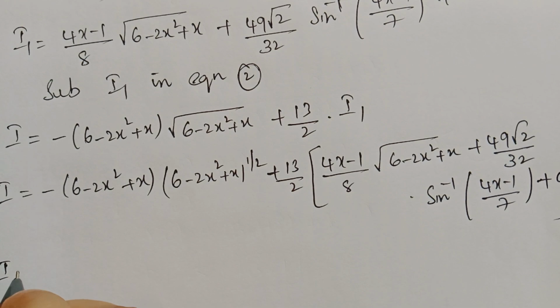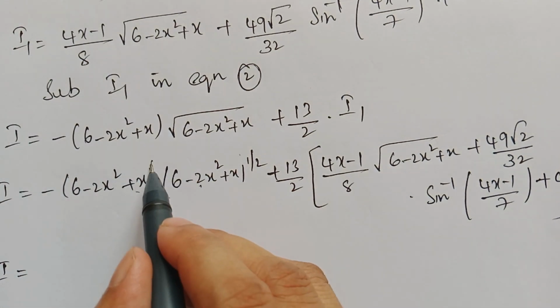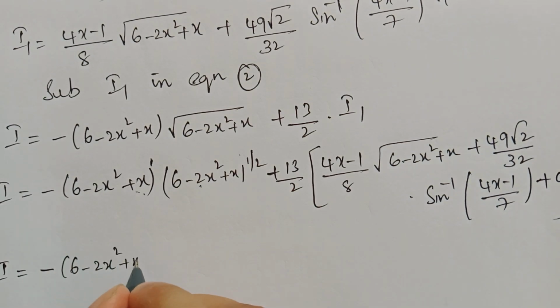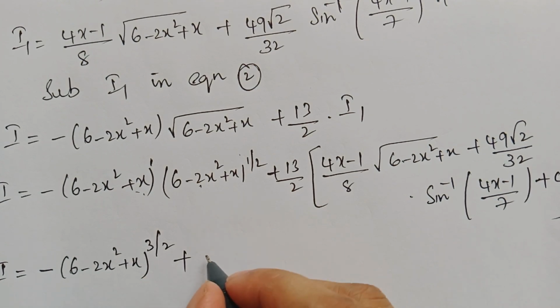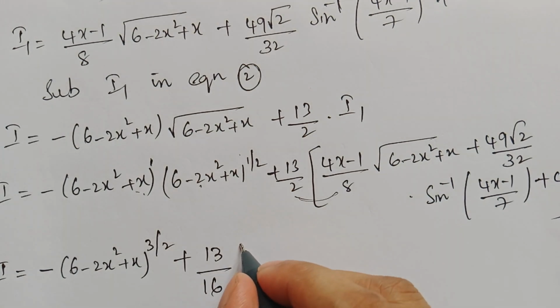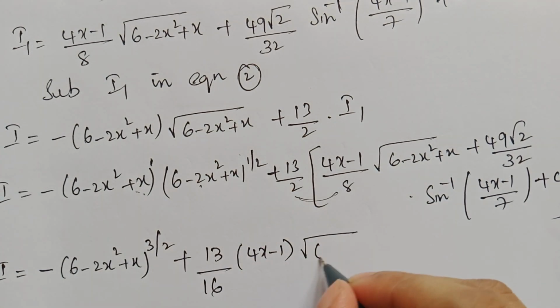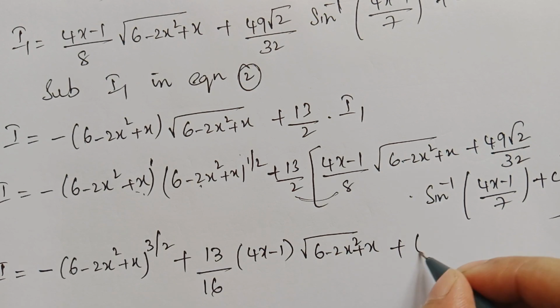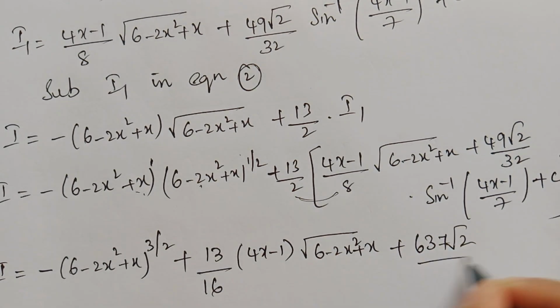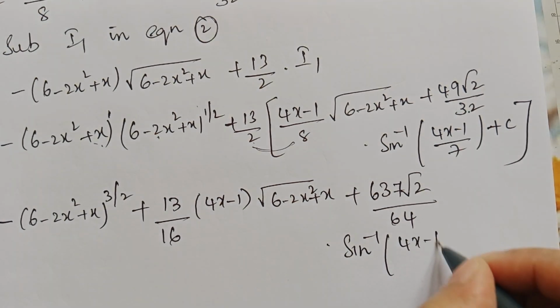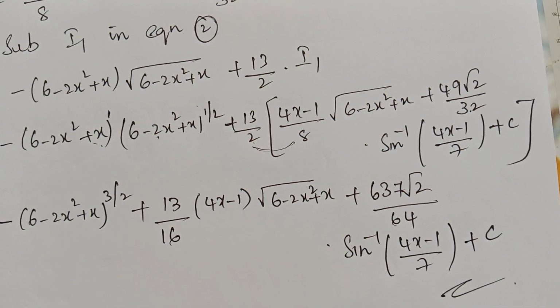So this is equal to I. Here the bases are equal, so the powers should be added. The power is 1 plus 1 by 2, which is 3 by 2. So the negative of (6 minus 2x square plus x) whole power 3 by 2, plus 13 by 8 into 2 is 16, into (4x minus 1) into root of 6 minus 2x square plus x, plus 13 into 49 over 637 root 2 by 2 into 32, which is 64, into sine inverse of (4x minus 1) by 7 plus c is our answer for this question.